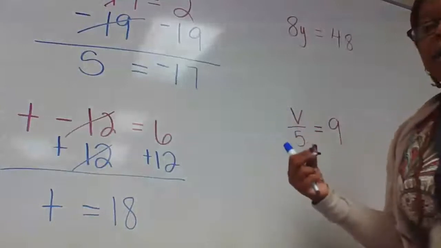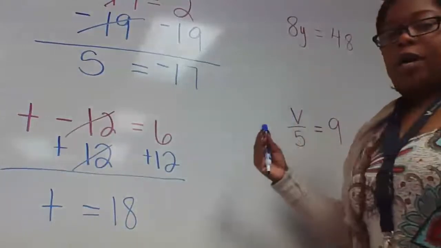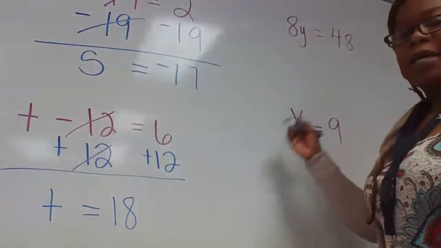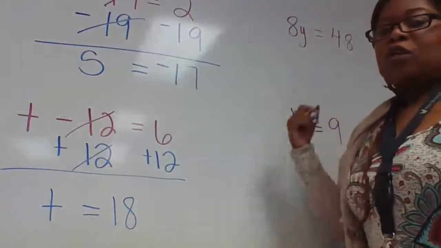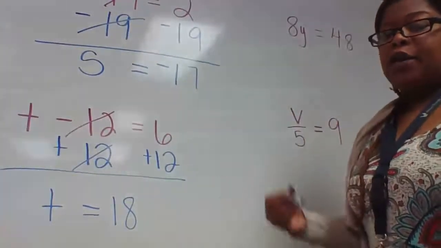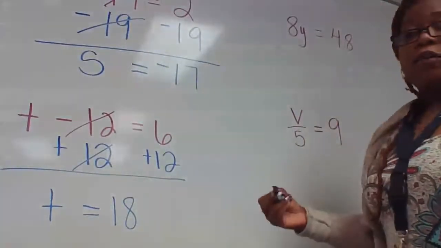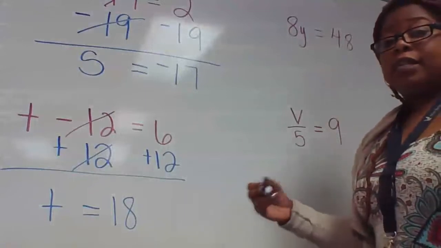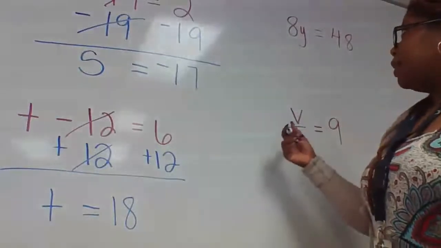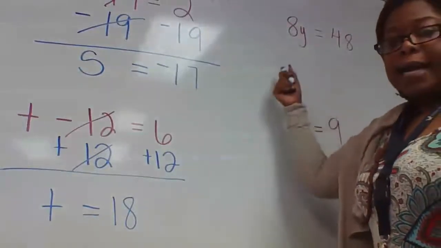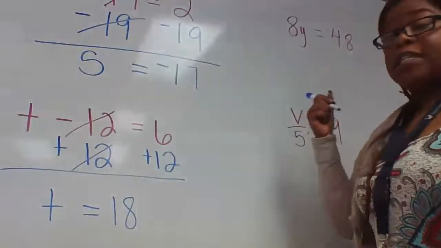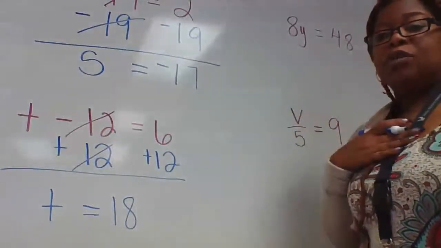Now, at the end of it all, what do I want? I want the y by itself. I want my problem to say y equals something. The way to do that is I have to get y by itself. And in order for me to get y by itself, I have to get rid of the very thing that is connected to y. In this case, what's connected to y is the number 8. Since the original operation is multiplying, we have to divide.